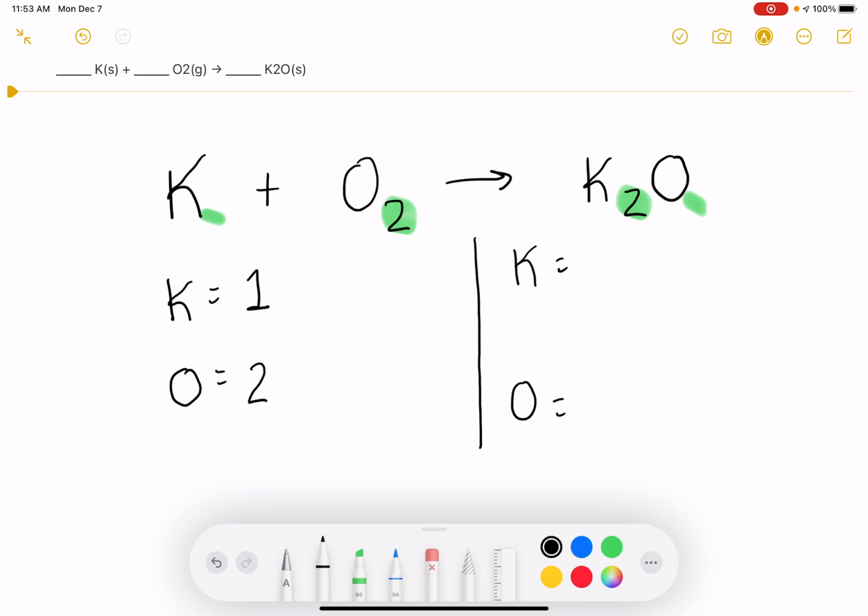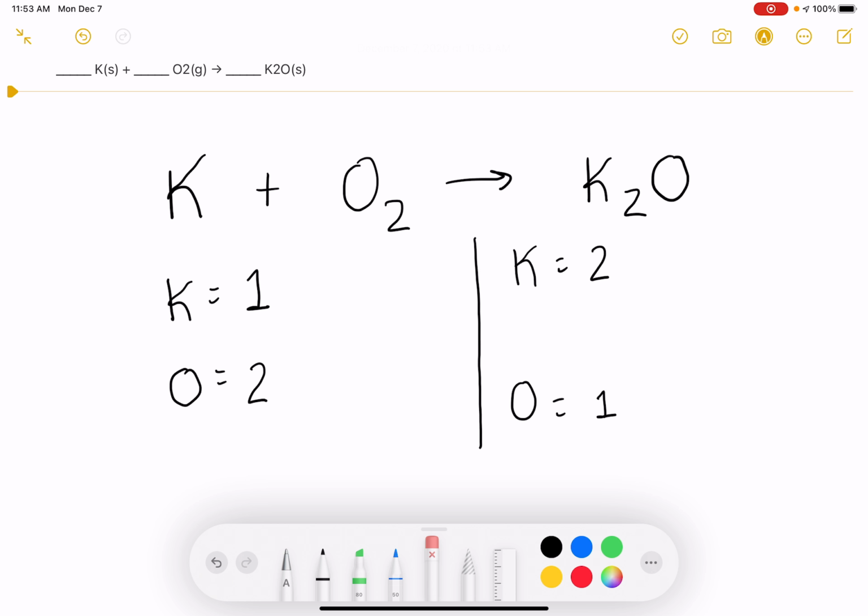On this side, our K has a number 2 below it, and our oxygen has no number, so that would become a 1. All right. Now if we look at our balance, we do not have it balanced. We've got 1 for K on one side, and the other side has 2, and then our oxygen's 2, and the other side's 1. So we're gonna have to balance this out.